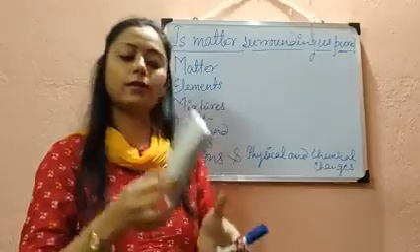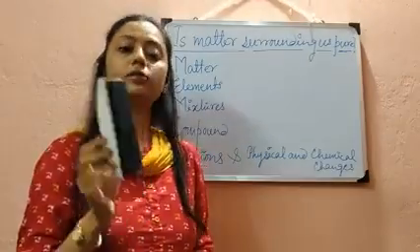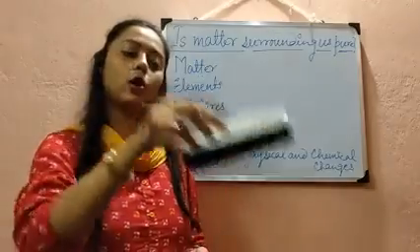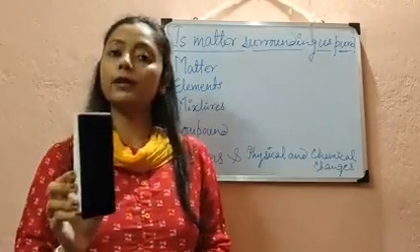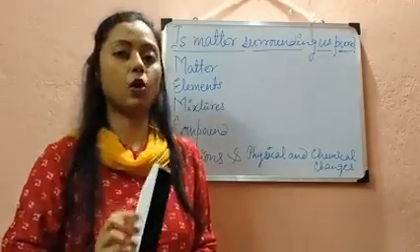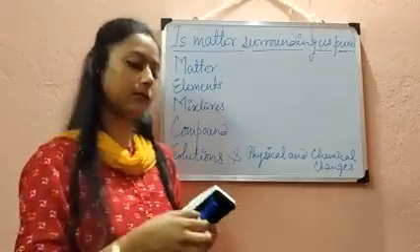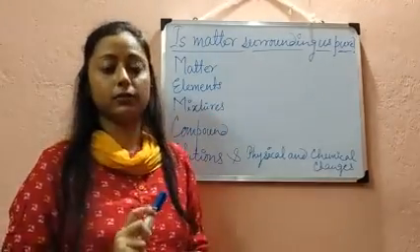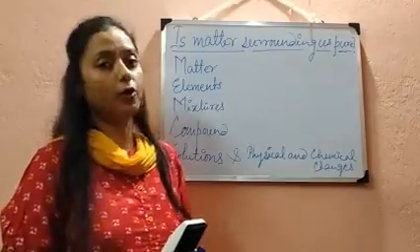Or this is a duster. It is also a matter. It has some mass and when we put it on a table, it can occupy some space. So these are called matters. In this chapter, we have to learn whether the matters surrounding us are pure or not.